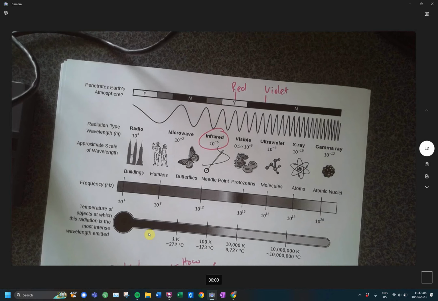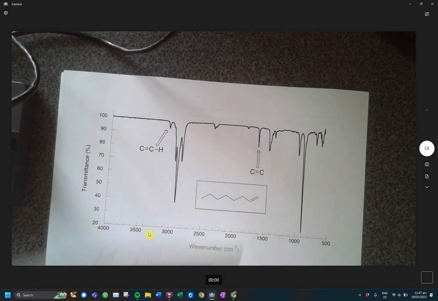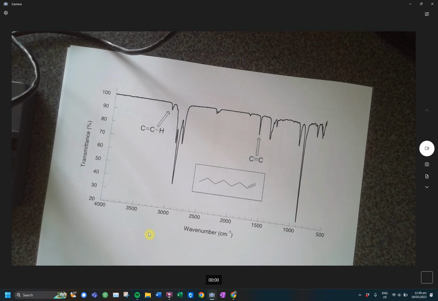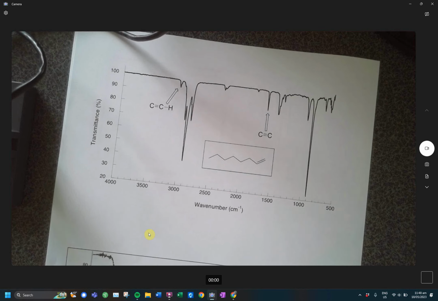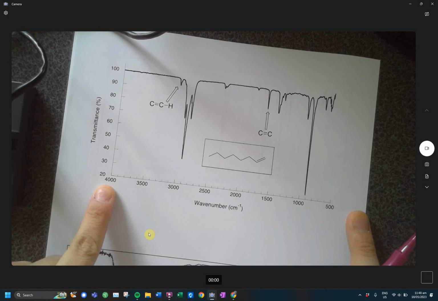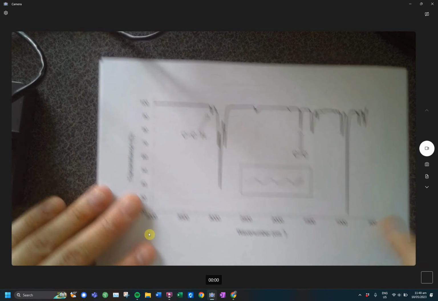Okay, so let's now start looking at some of these spectra. For a very long time, these guys are going to look like squiggly lines, and then eventually you'll just click and you'll be able to see them very clearly without any second guessing. All right, so this first IR spectra that I've given you is an example of an alkene.